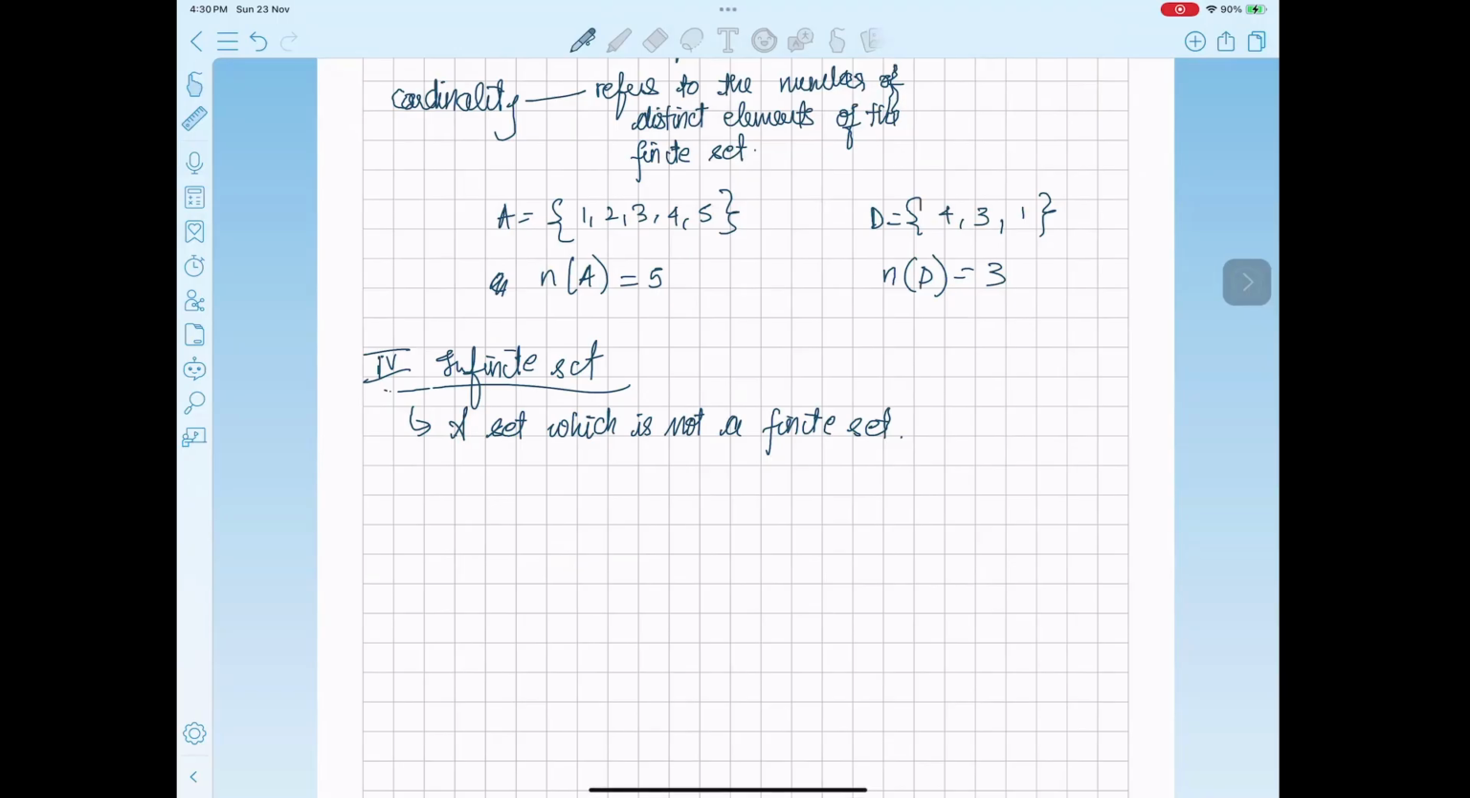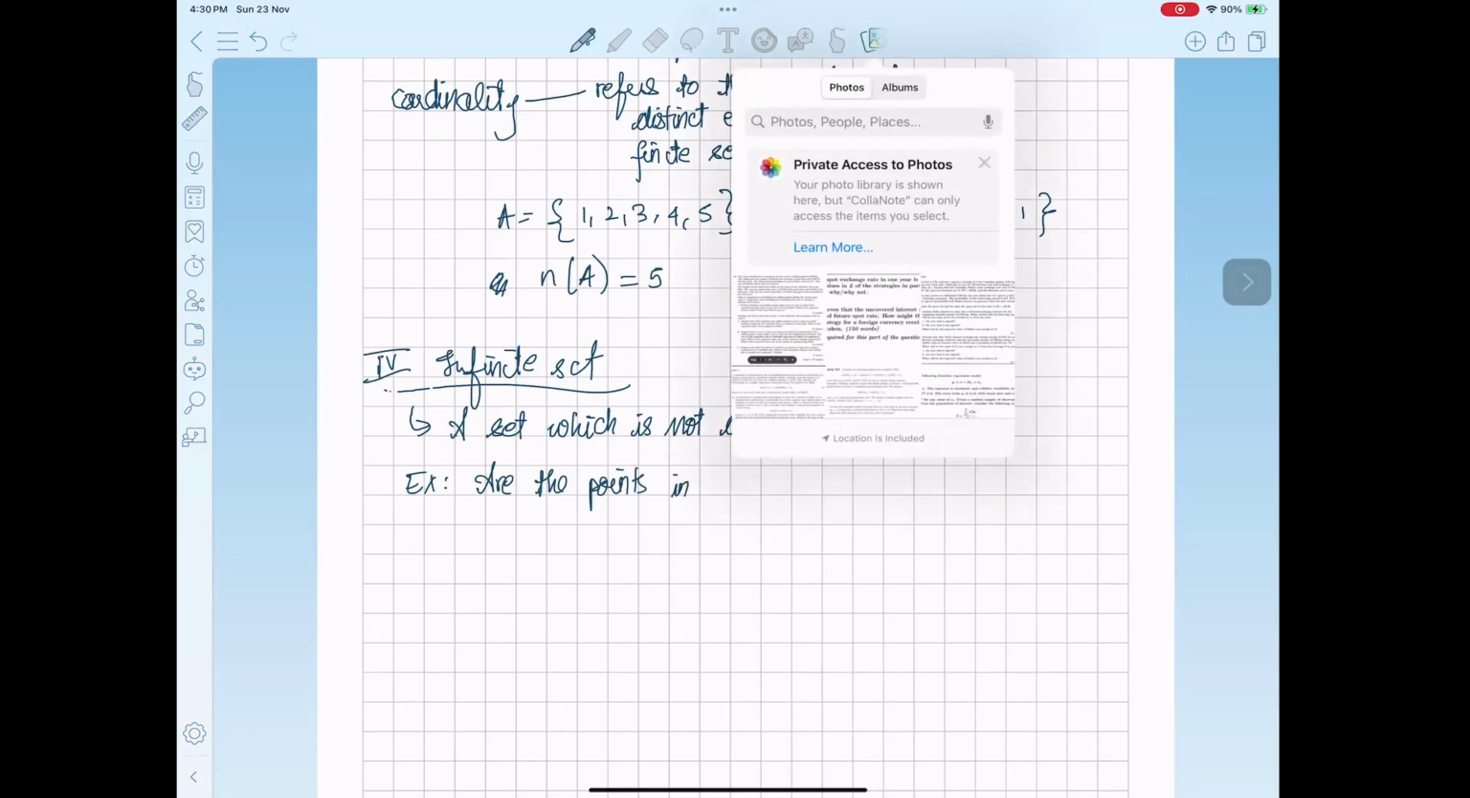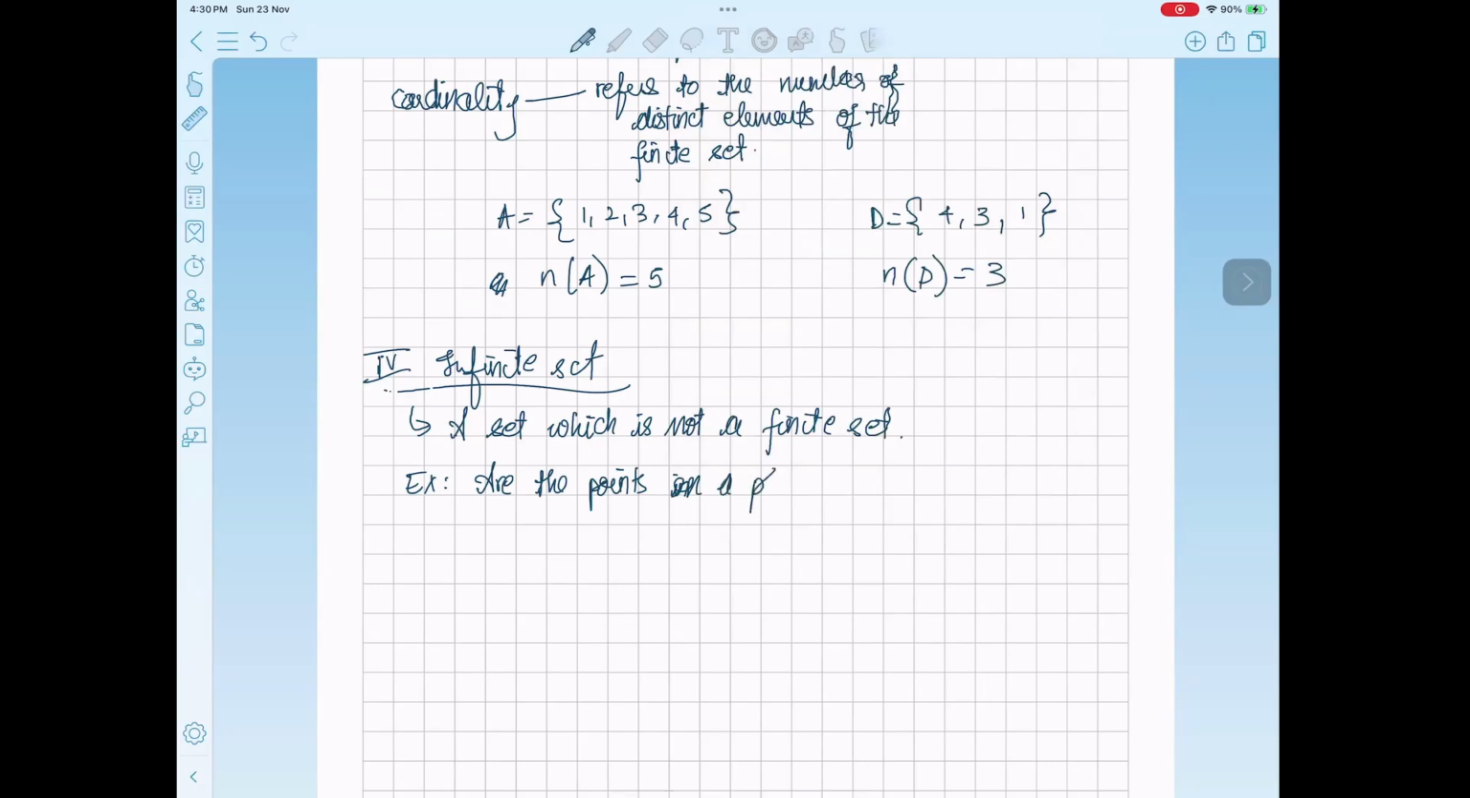A very good example of such a set is the points on a plane, because you can't really count the number of points in a plane. There's an infinite number of points that you can have. So the points on a plane cannot be counted, and so this will be an infinite set.